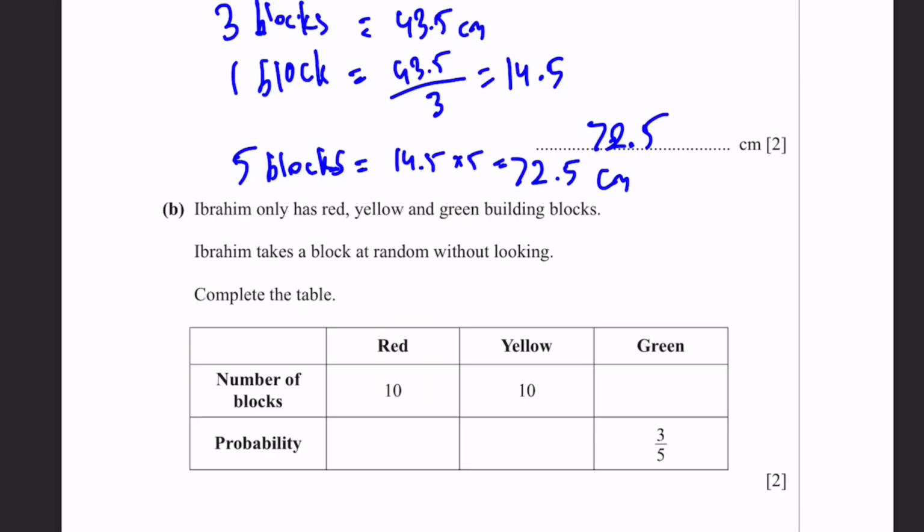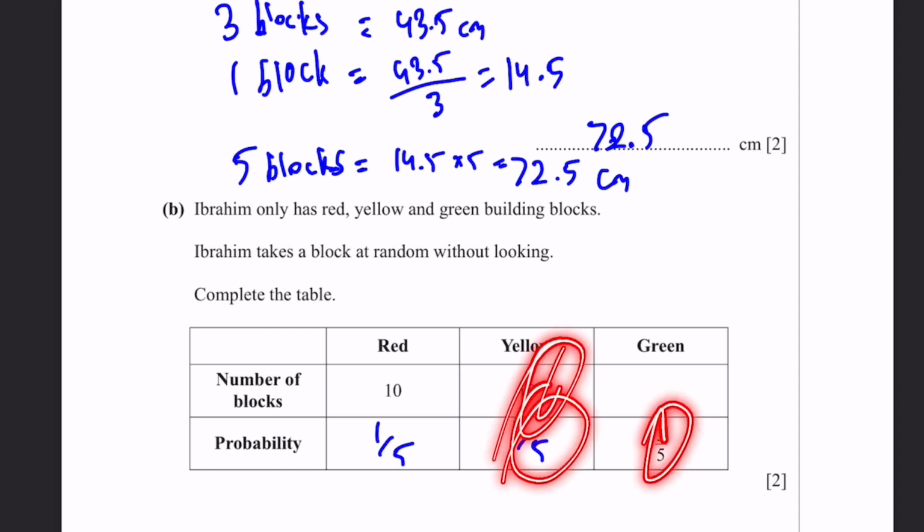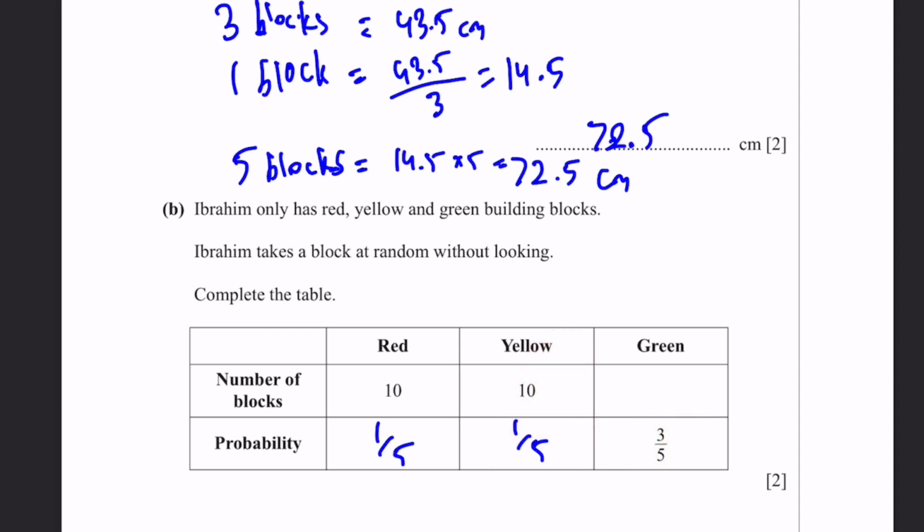B. Ibrahim only has red, yellow, and green blocks. Ibrahim takes a block at random without looking. Complete the table. We have red block 10, yellow 10, they're equal. Green has 3 by 5 probability. So because they're equal, the probability will also be equal. The remaining is 2 by 5 after subtracting greens. So each of them separately will be 1 by 5 each. And now if 1 by 5 is 10, so 3 by 5 will be 10 into 3, which is equal to 30. That's the answer.